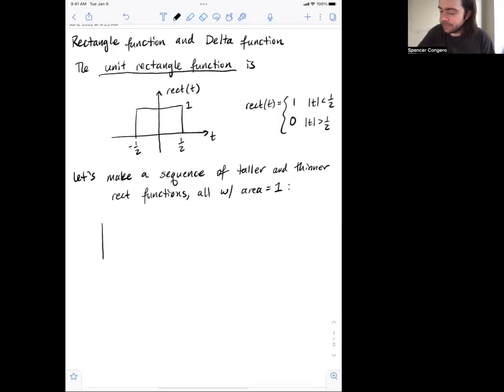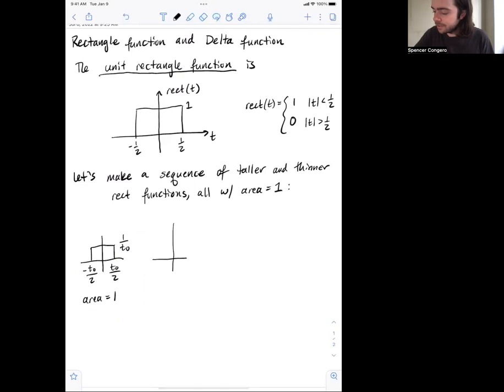Okay, so we'll start off with one that's not that tall, not that thin. And we're going to have its width, its lower limit be negative t naught over 2, its upper limit t naught over 2, and its height is 1 over t naught. So you can see that if I calculated the area, what's the width? Well, the width is t naught, and the height is 1 over t naught. And so the area here is 1. That's what we wanted.